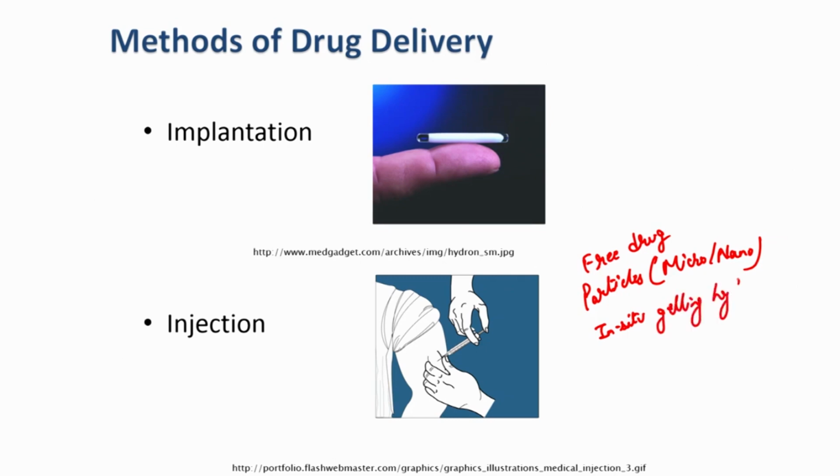Let us say in situ gelling hydrogels, which once they go in will form a depot at that site. Or this could be, again, implantation, which will essentially involve surgery. So all of these factors need to be taken into account when you are trying to develop or administer a particular cure to a patient.